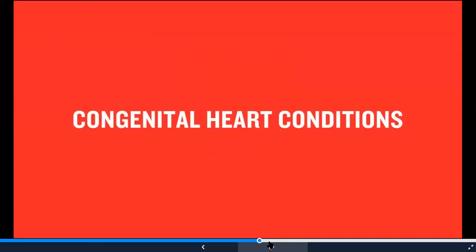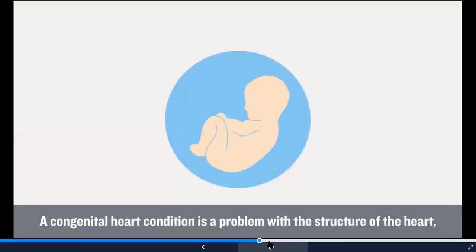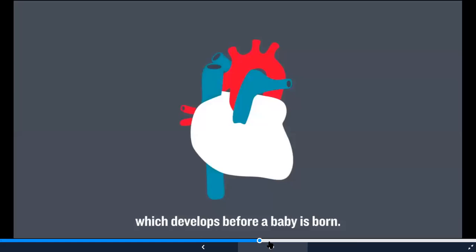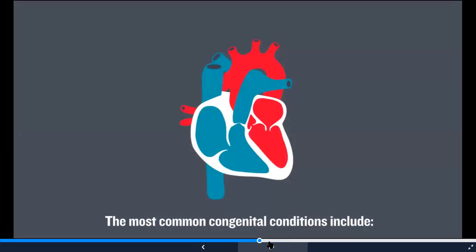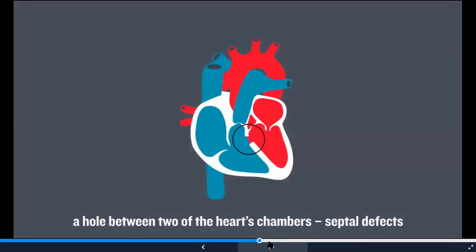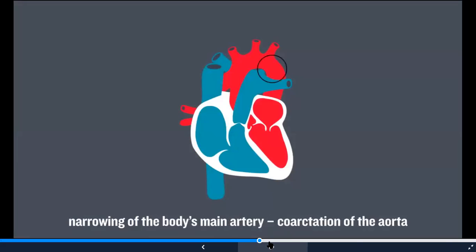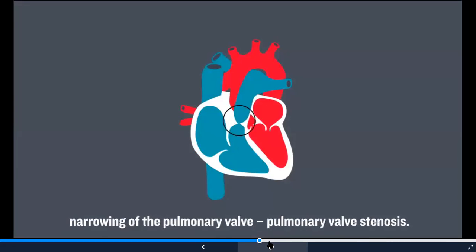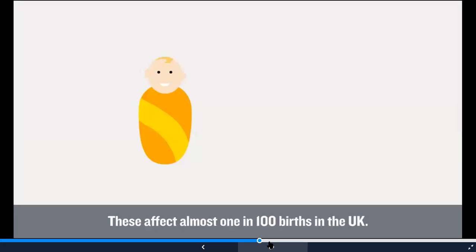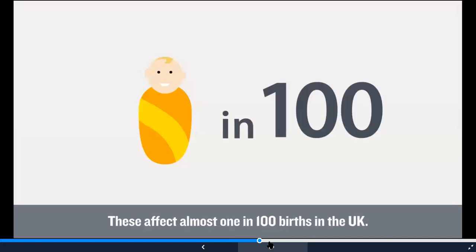Congenital heart conditions. A congenital heart condition is a problem with the structure of the heart, which develops before a baby is born. The most common congenital conditions include a hole between 2 of the heart's chambers, septal defects, narrowing of the body's main artery, coarctation of the aorta, narrowing of the pulmonary valve, stenosis. These affect almost 1 in 100 births in the UK.